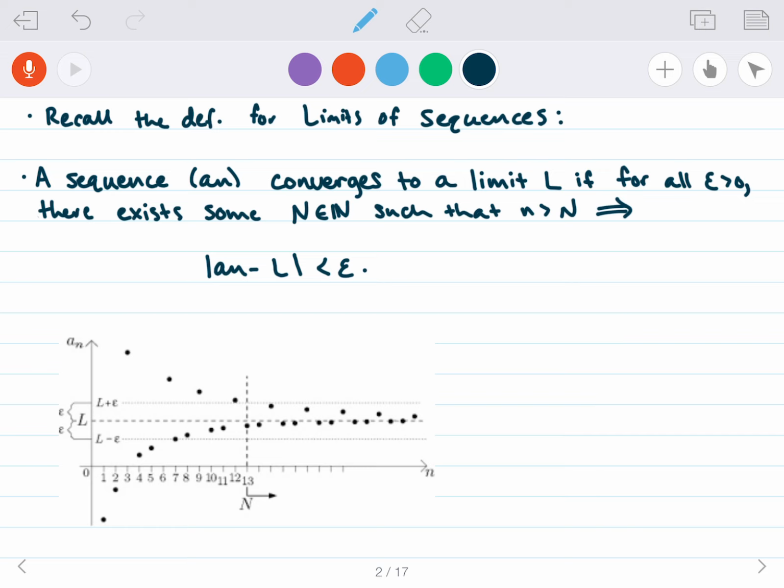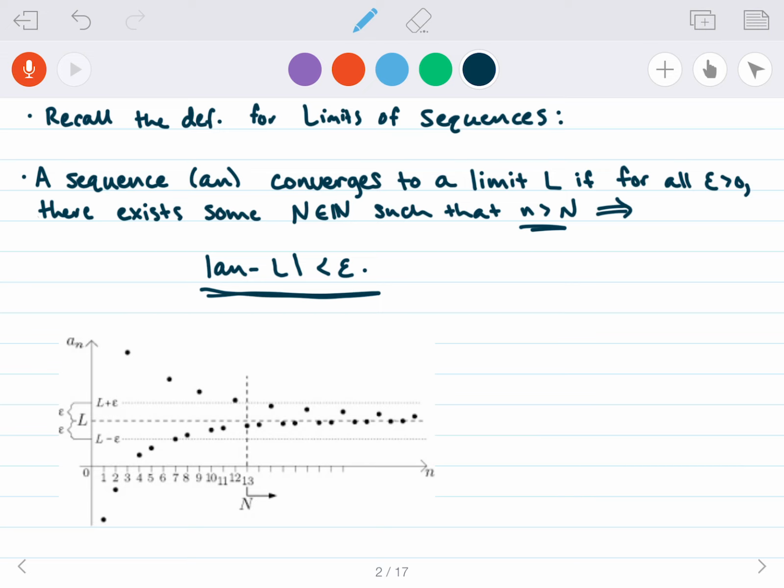Okay, so a sequence converges to a limit L if for every epsilon bigger than 0, there exists some N in the natural numbers, so that when you go along far enough in your sequence, aka little n is bigger than capital N, this implies that you stay in your epsilon neighborhood. So that a_n minus your limit L, the distance between those guys, is going to be less than epsilon.